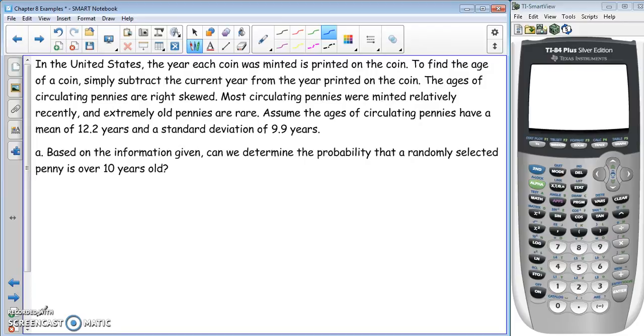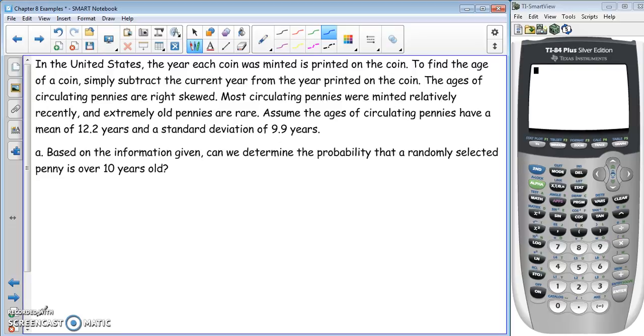In the United States, the year each coin was minted is printed on the coin. To find the age of a coin, simply subtract the year printed on the coin from the current year. The ages of circulating pennies are right skewed. Most circulating pennies were minted relatively recently, and extremely old pennies are rare.